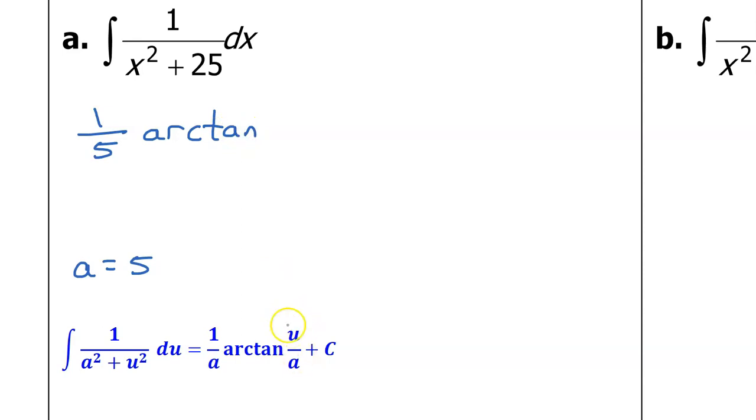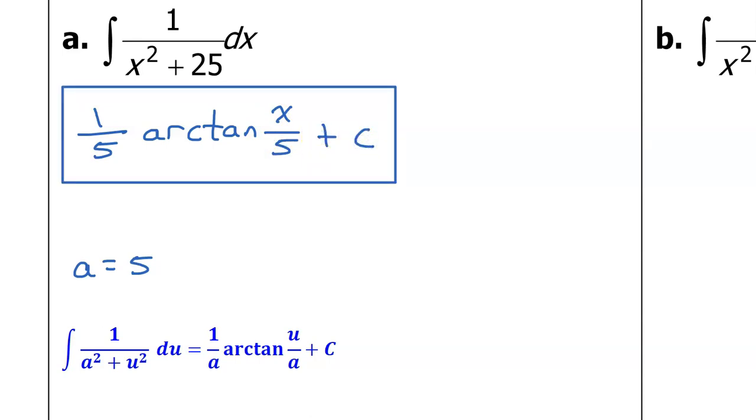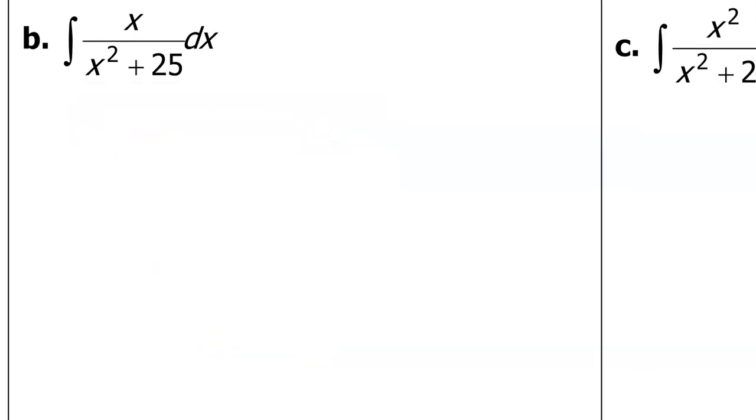And then we have u over a, which in this case will just be x over 5, plus c. So there's your answer to part A. Part B is different because we see this x in the numerator. This changes things because now the degree of the numerator is 1, while the degree of the denominator is 2.